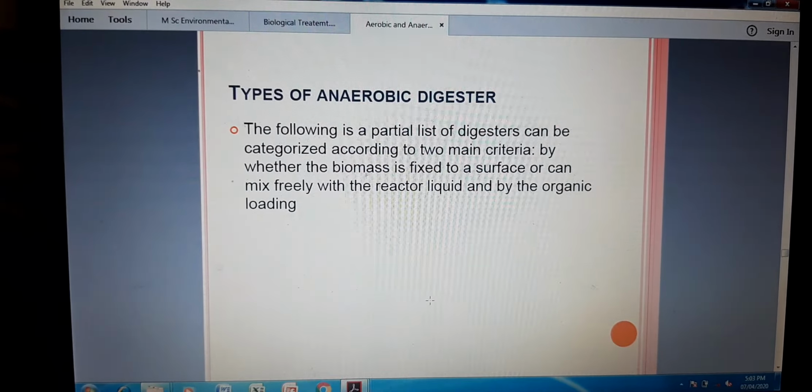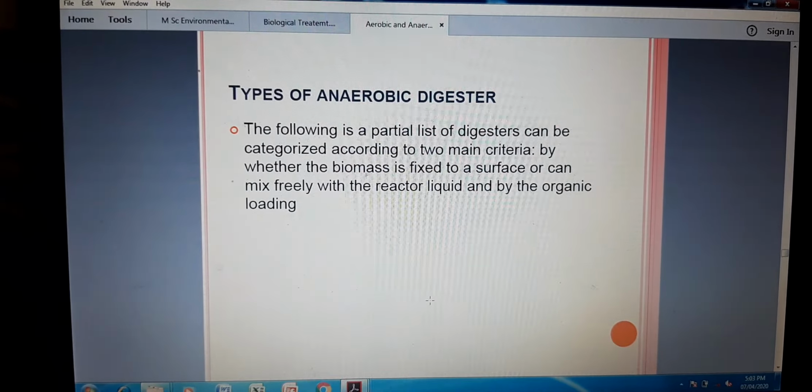Very important is the UASB, the upflow anaerobic sludge blanket reactor. This is a very important method used in water treatment and mostly preferred for the generation of biogas for energy and electricity. So many companies and industries are using UASB for energy generation and energy purposes.